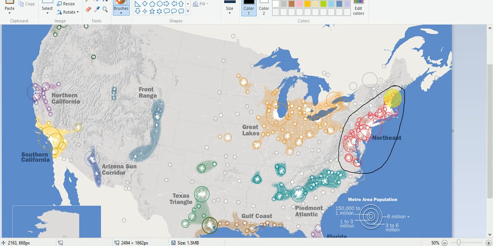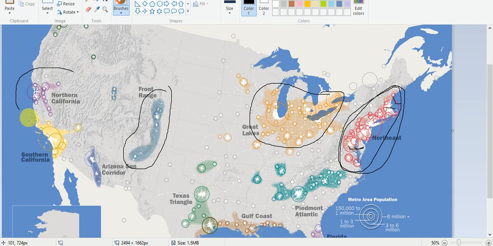See, Boston is here and Washington is here, and this urban landscape stretching from Boston in the north to Washington in the south is the best example of a megapolis. Likewise we have another megapolis here in USA. So this is another megapolis and this is another megapolis.